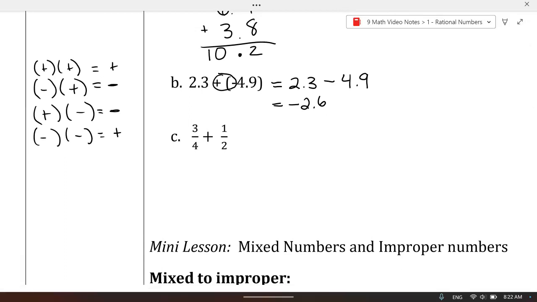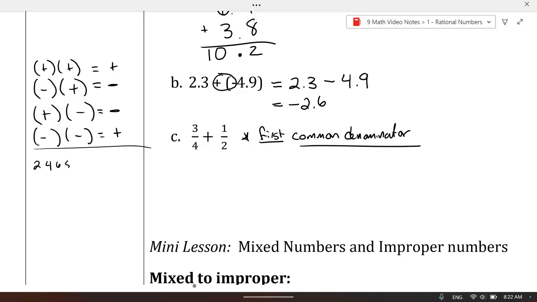Okay, so we have this right here. First things first, we always need to make sure that we have a common denominator. So the common denominator between 4 and 2 is going to be 4. How do I know this? I'm going to write out my multiples of 2: 2, 4, 6, 8, 10, 12. And write out my multiples of 4: 4, 8, 12, 16, 20. And I'm noticing that I have 12 as a common one, and I have 8 as a common one.